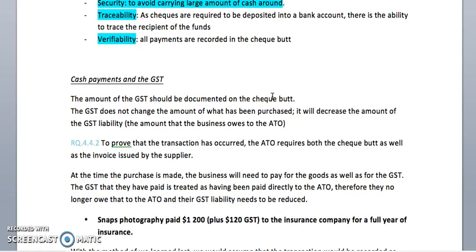Okay, so cash payments and the GST. The amount of the GST should be documented on the check butt. Please remember that the source document when we're talking about checks is the check butt. It's not the check itself. The check itself is going to go to the person we're paying. The check butt stays with the business.